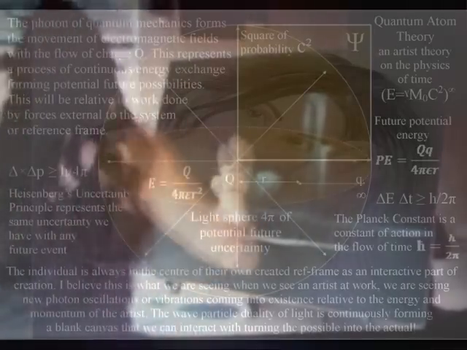This is a non-linear theory of time, with an arrow of time, or a timeline, from the past into the future, for each object or individual, within their own reference frame. I believe this is what we are seeing when we see an artist at work. We are seeing new light photon oscillations or vibrations continuously coming into existence relative to the actions of the artist, a continuous flow of cause and effect.